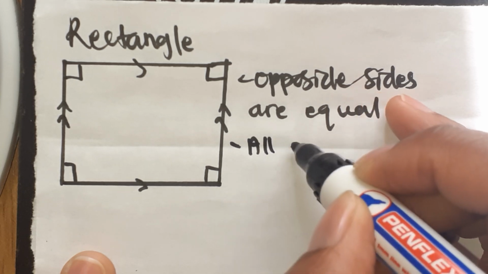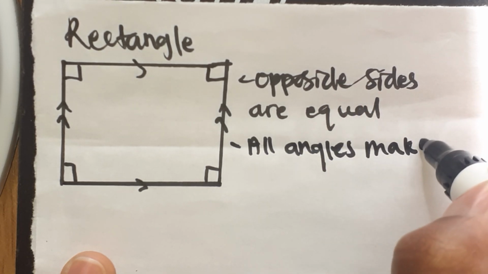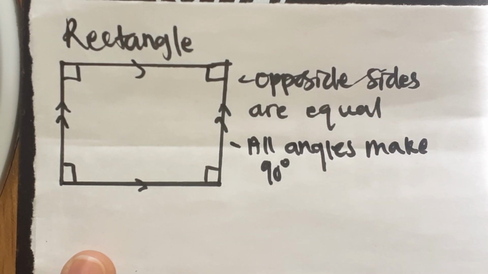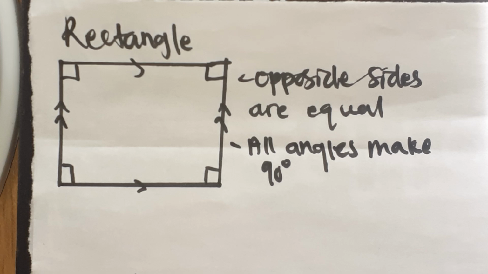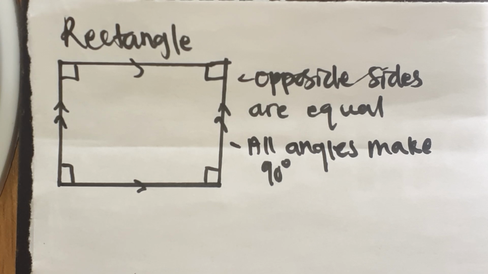So all angles make 90 degrees. These lines, they will never meet, so they are also parallel. So which means these opposite angles also do in co-interior.